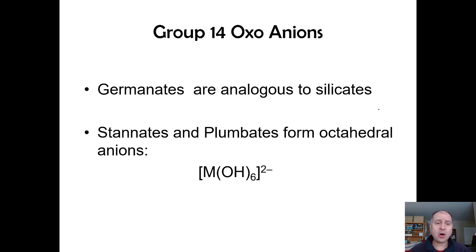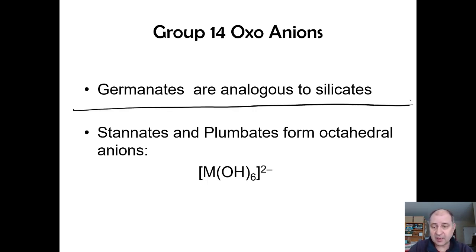Okay. Group 14 oxo anions, germanates, and so we're going down silicon, germanium, tin, and lead. So now we're becoming more metalloid. The metalloid character comes in, but they're analogous to the silicates. But then when you go over to tin and lead, obviously you have the higher metal character, and so you're not going to get these chains like you would for germanium and silicon. Of course, germanium is super rare.